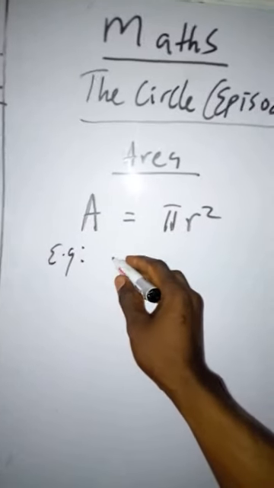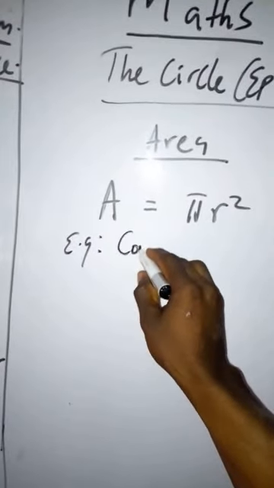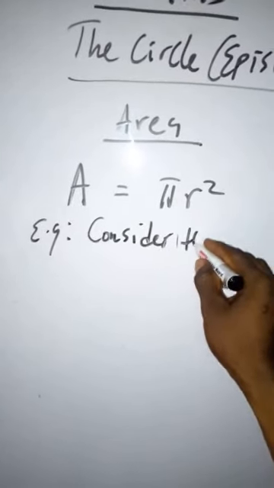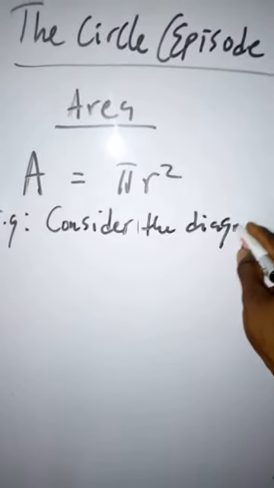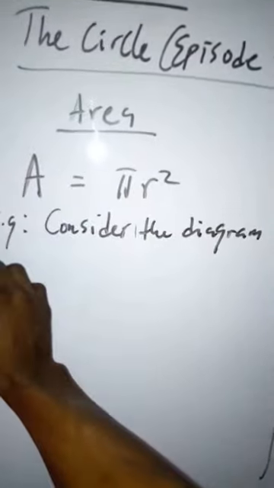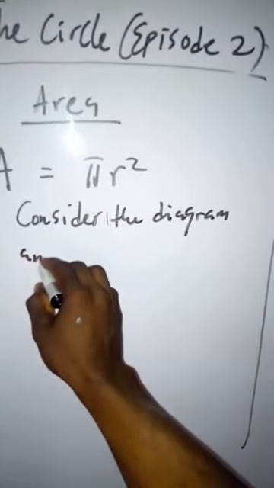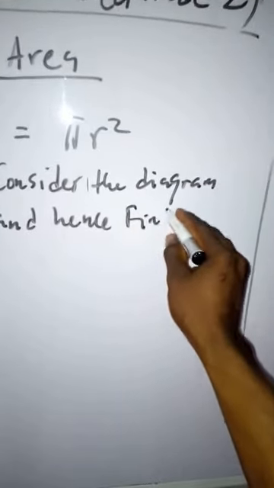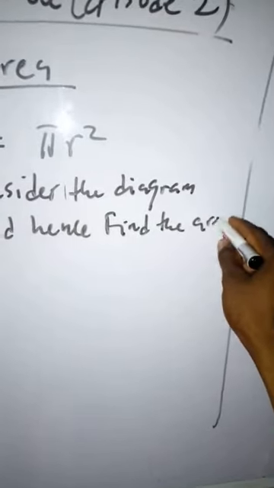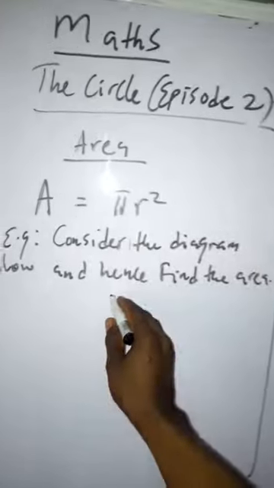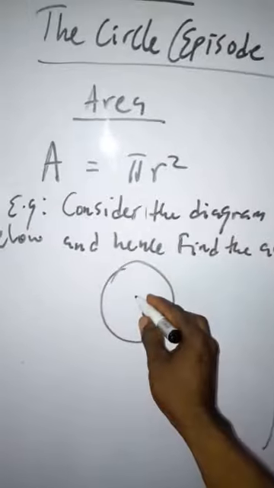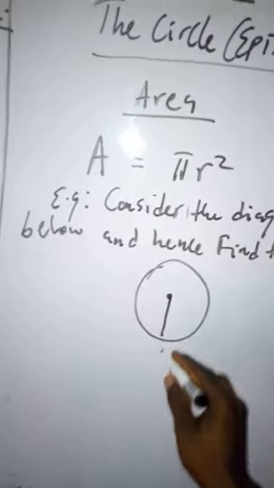Okay, let me use a diagram now. Consider the diagram below, and hence find the area. Find the area just like that. Then you see the diagram below, a circle, and there we have something like this.